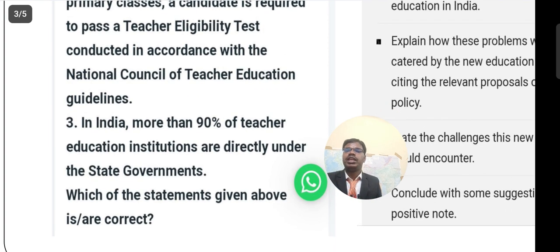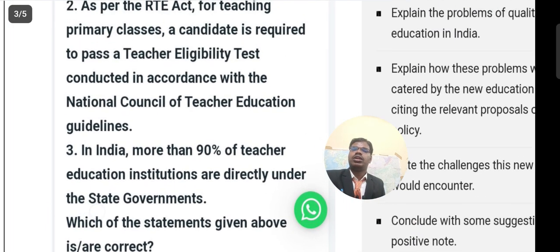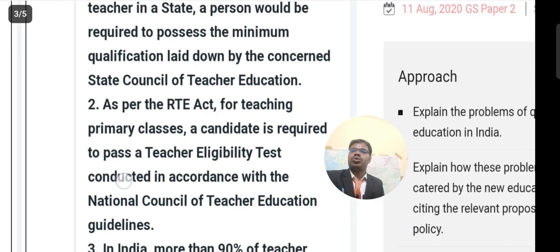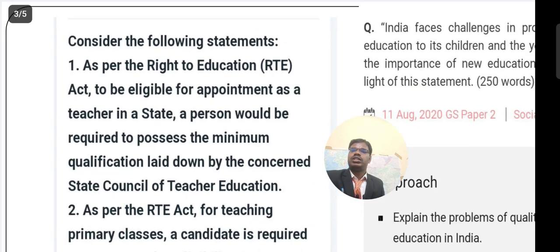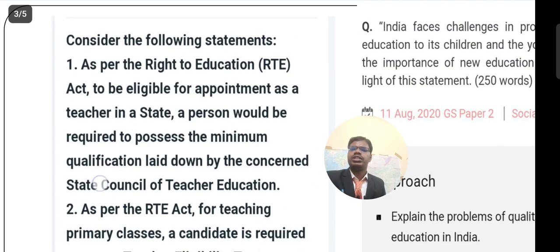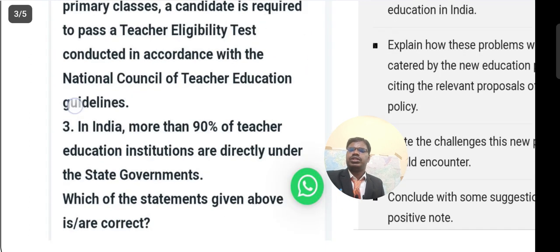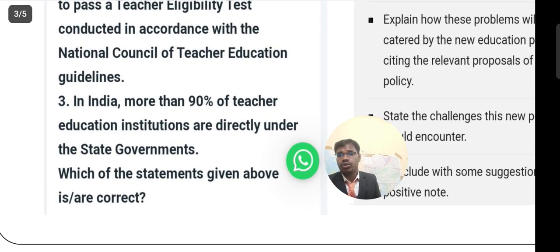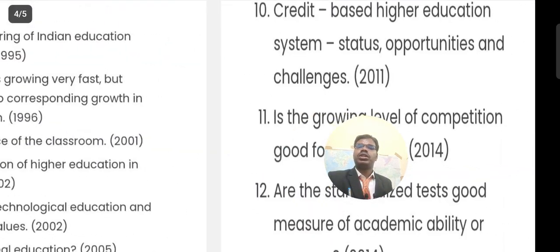See, third we will see. In India, more than 90% of the teacher education institutions are directly under the state government. This is obviously wrong. 90% directly under the state government is highly impossible, so we can easily eliminate that option. You just have to see that only two options are possible. One is the minimum qualification, which is not like that. So the second option only is correct. More than 90% is absolutely wrong. So this is the main question.